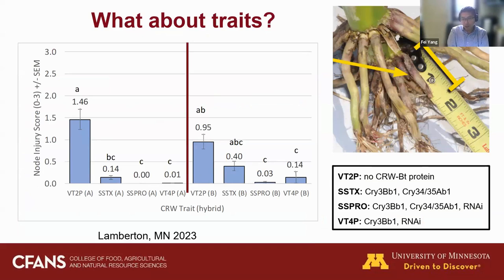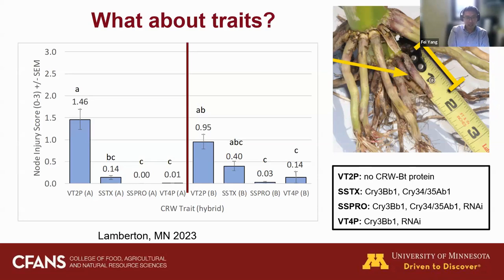And in this study, we use the VT Double Pro, which is non-Bt, and the SmartStax contains 2 Cry Bt proteins, SmartStax Pro and VT4 Pro. In addition to the Cry proteins, we also have the RNAi technology. If you look at the figure here, the y-axis is a node injury scale from 0 to 3, based on the Iowa State rating, and the x-axis shows different traits. And we have 2 studies here.